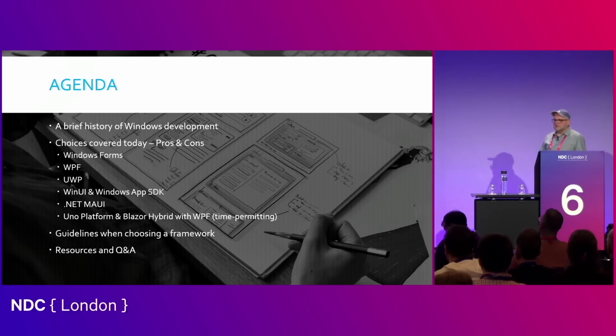A lot of people know about doing Blazor Hybrid with MAUI, but you can also do that with WinForms or WPF, and we'll be looking at a WPF project that uses Blazor. And then at the end, we'll talk about some guidelines for choosing a framework, and I'll give you some resources and other links that you can go forward with.